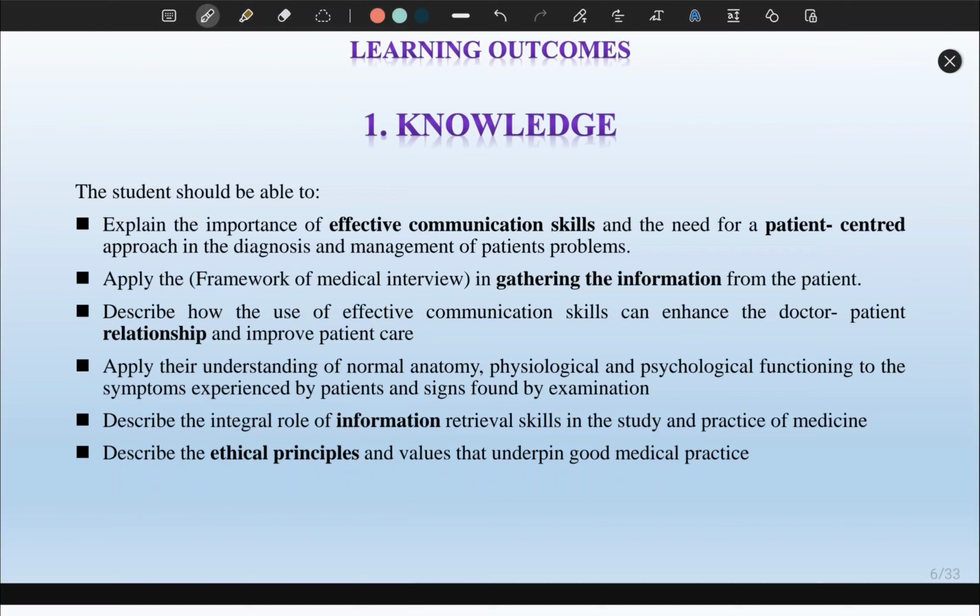Mr. Ahmed is 48 years old and complaining of bleeding rectum for the last 2 months. His clinical assessment and investigation revealed carcinoma of colon.